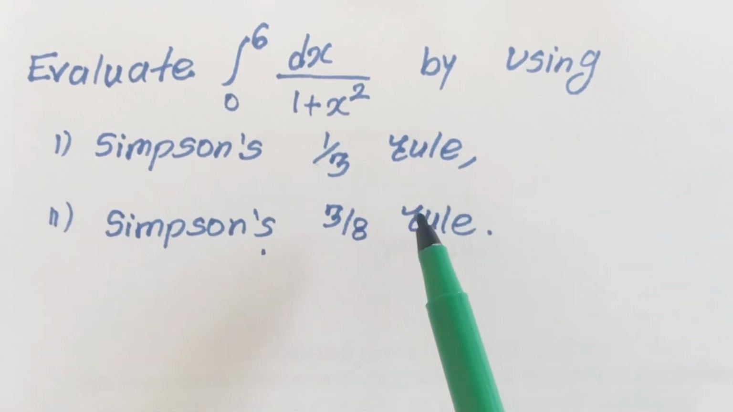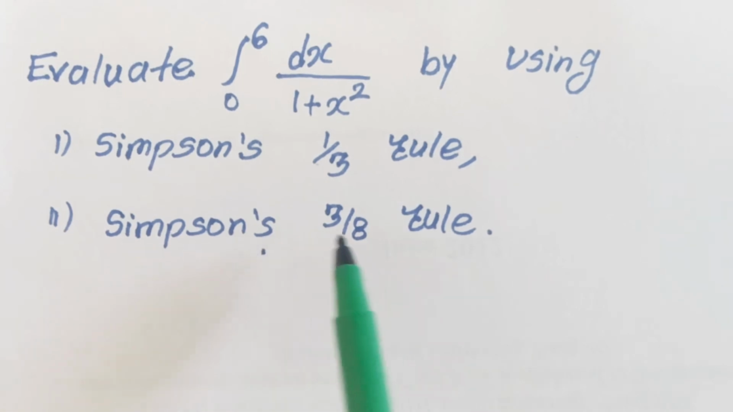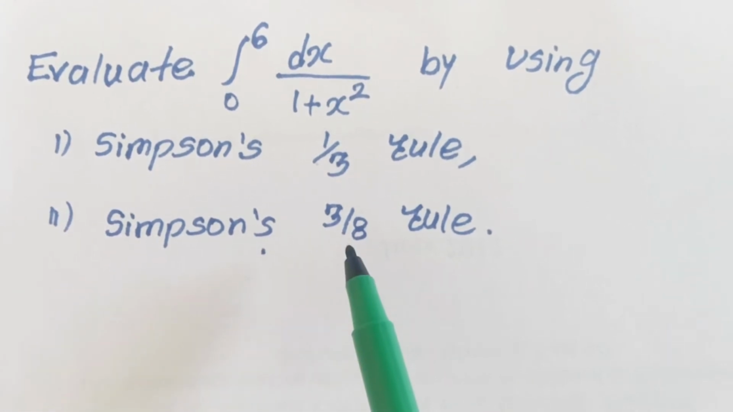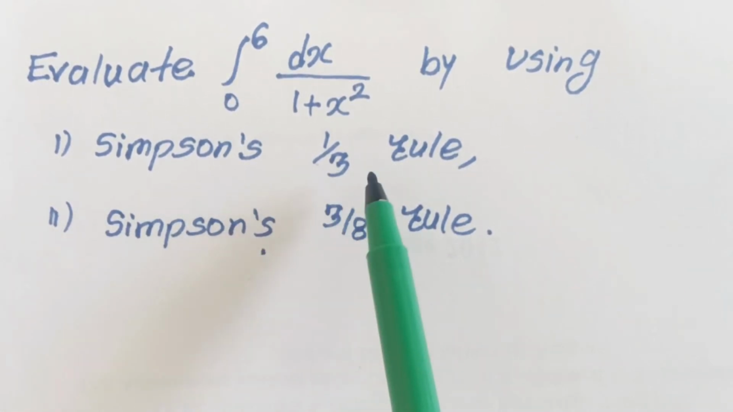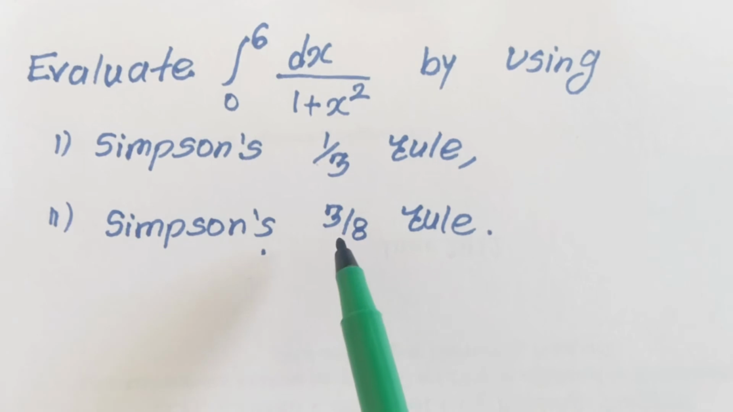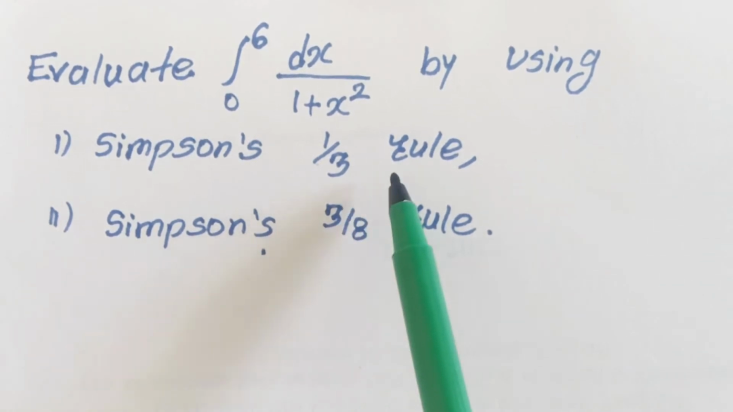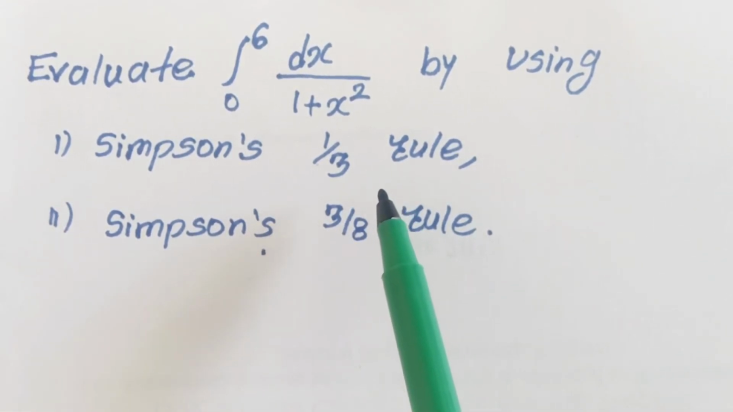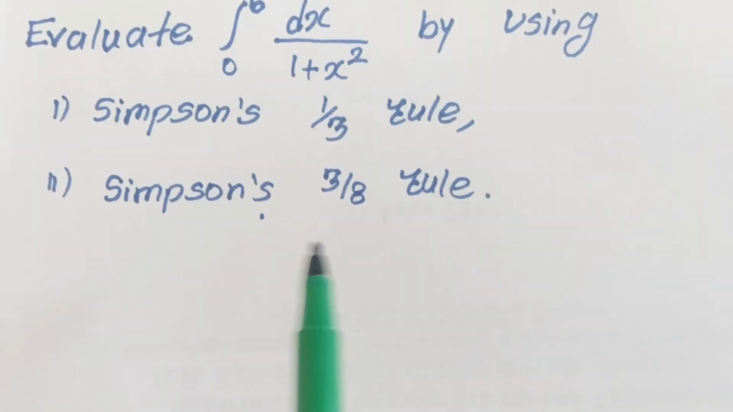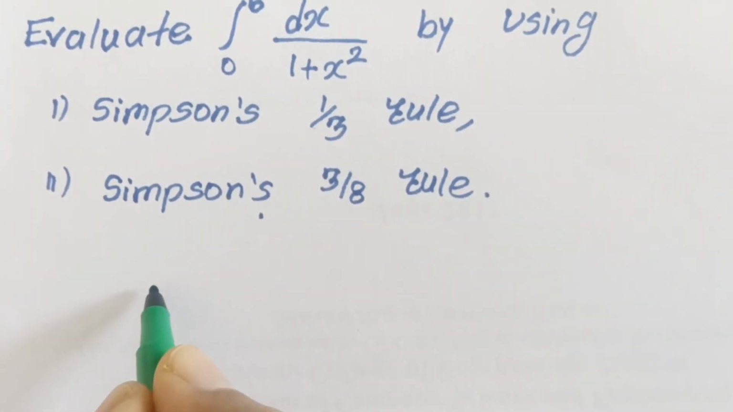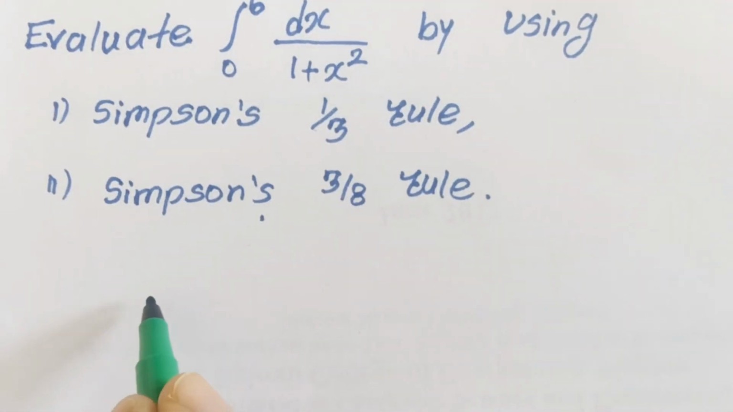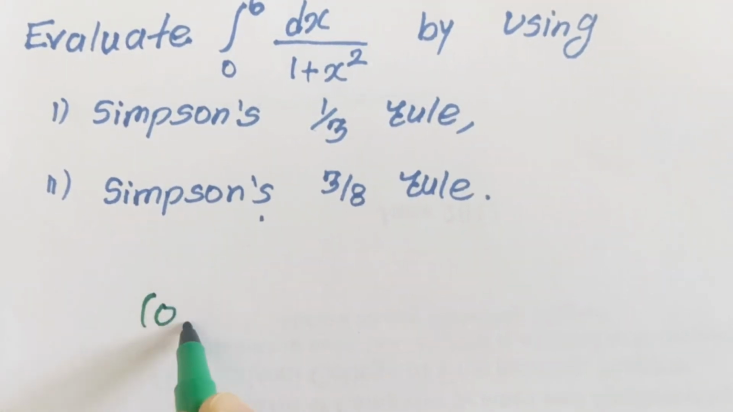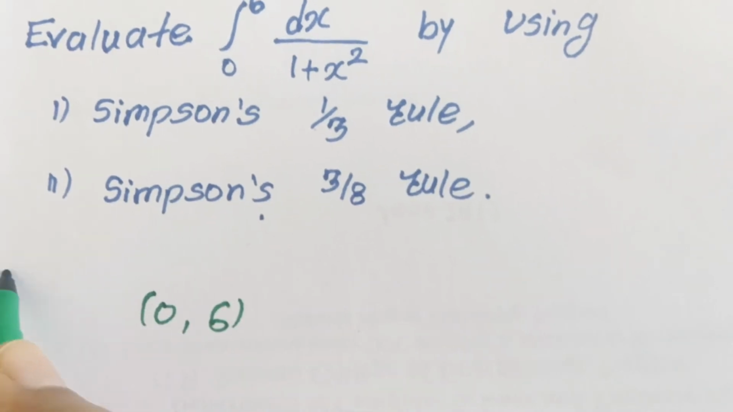Now if n is even and we still use the 3/8 rule, then we get the answer, but with a little bit of change. That means if we solve with the 1/3 and 3/8 rules we get answers, but there is a little difference between both answers. So here we have to solve the integral from 0 to 6. That means our interval is 0 to 6.